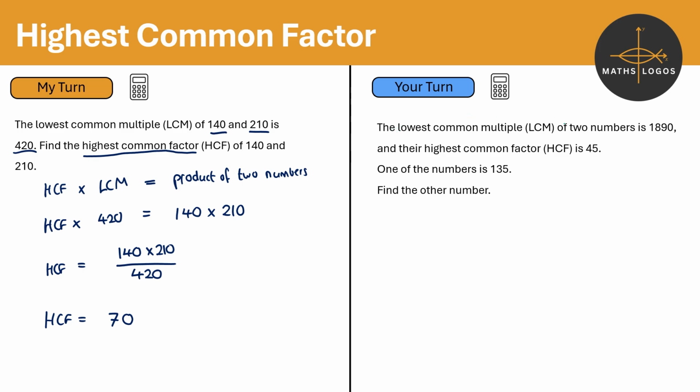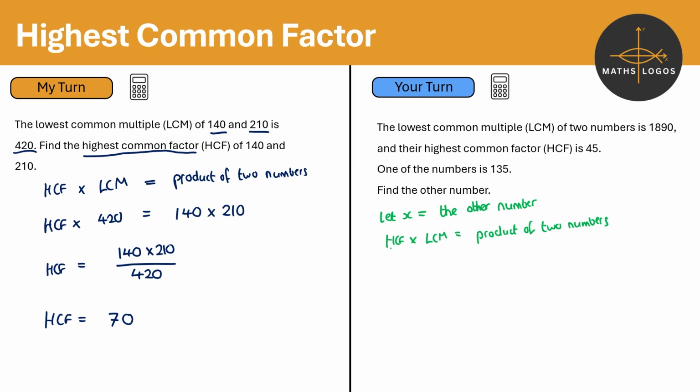The lowest common multiple of two numbers is 1890, and their highest common factor is 45. One of the numbers is 135. Find the other number. We're going to say let x be equal to the other number. And then we're going to write out our formula like we had last time. So give me a second to do that. So the highest common factor multiplied by the lowest common multiple is the product of our two numbers.